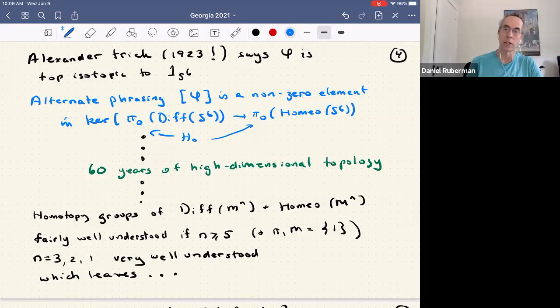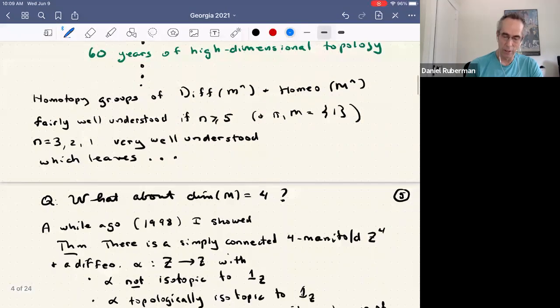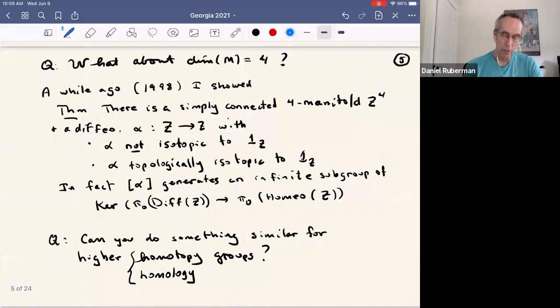There are still interesting questions and still serious research going on in that domain. The case of 3-manifolds is quite well understood. The case of 2-manifolds is even better studied. Of course, that's related to the study of the mapping class group and so on. And so what does that leave? Well, that's where the mysteries always show up, which is in dimension 4.